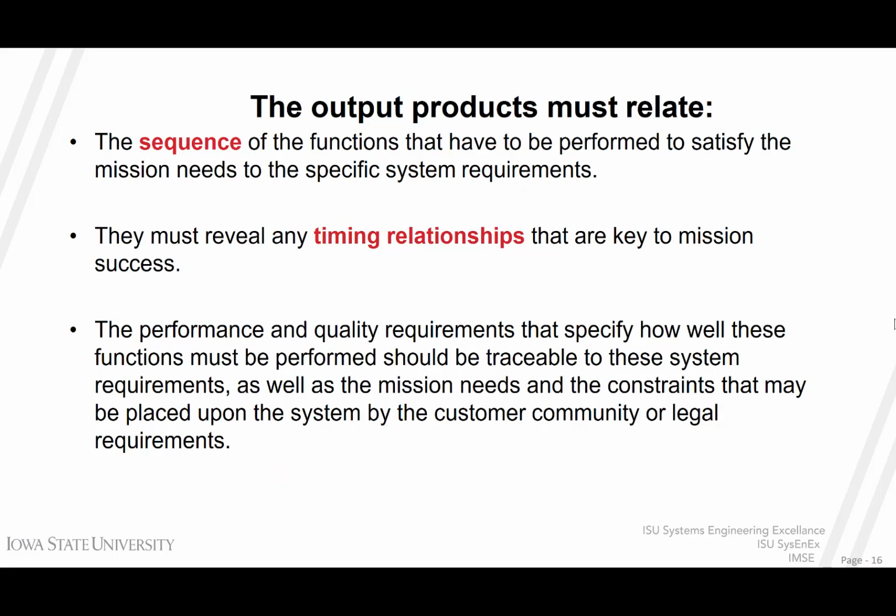Output products must relate the sequence of the functions that have to be performed to satisfy the mission needs to the specific system requirements. They must also reveal any timing relationships that are key to mission success. And lastly, the performance and quality requirements that specify how well these functions must be performed should be traceable to those system requirements, as well as the mission needs and the constraints that may be placed upon the system by the customer, community, or legal requirements.